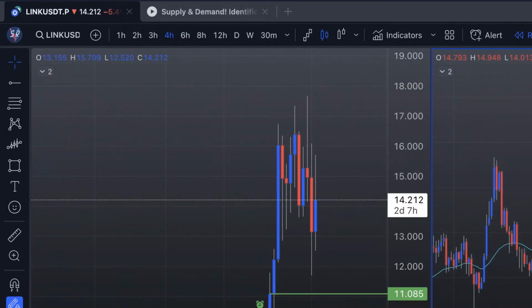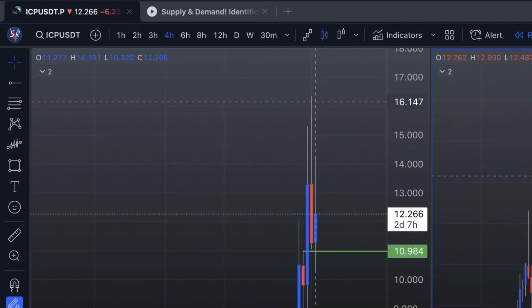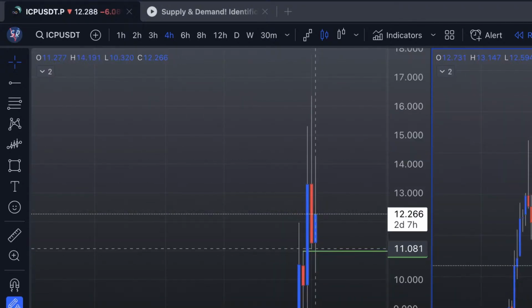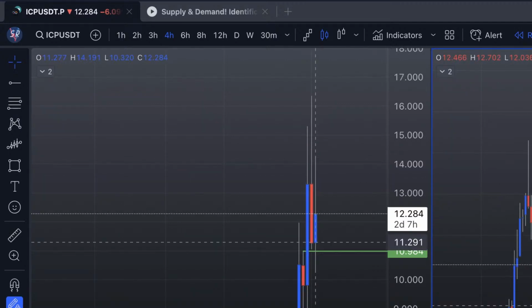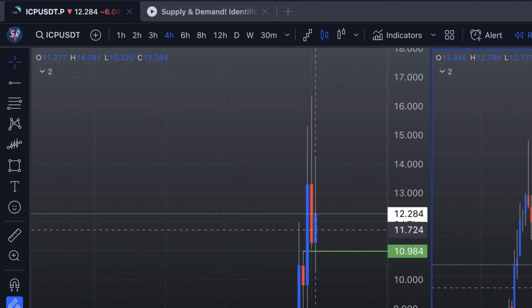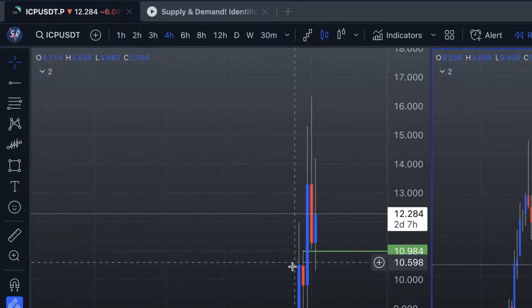Yeah, Link is in demand, but again, that supply is holding. So, now, internet computer. This is an interesting one. We can make an argument that it came up into supply here, but this is fresh demand, and it's pretty solid.